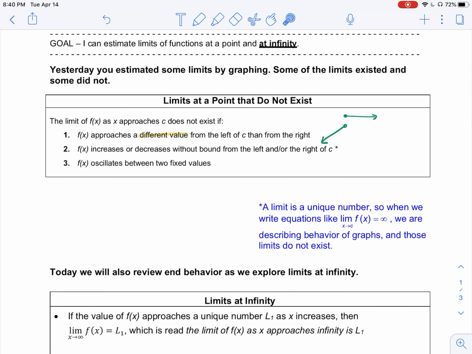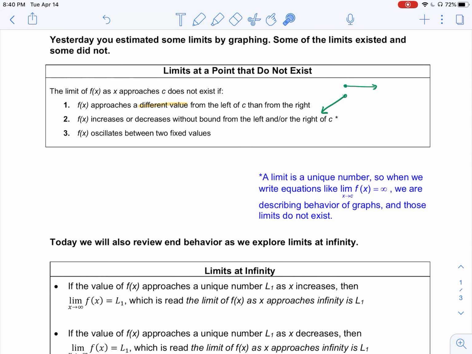There is another situation here. If f of x increases or decreases, and we're going to say if it does this without bound. So this would mean that it goes to infinity or to negative infinity from the left or to the right of c. Now, one note about this is infinity is an answer. For that, you could put infinity as your limit, but so it's not the same as does not exist, but this is where infinity really starts to mess with your mind.